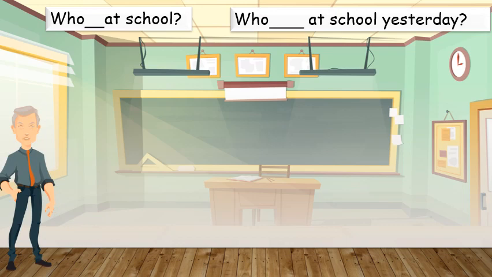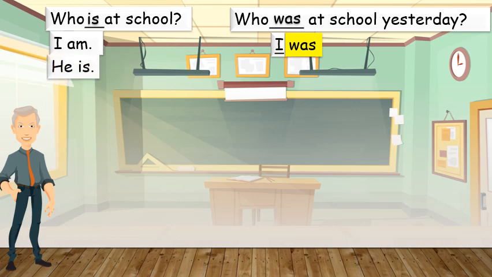Present tense, who is at school? Past tense, who was at school yesterday? Present tense, I am. Past tense, I was. He is. Past tense, he was.